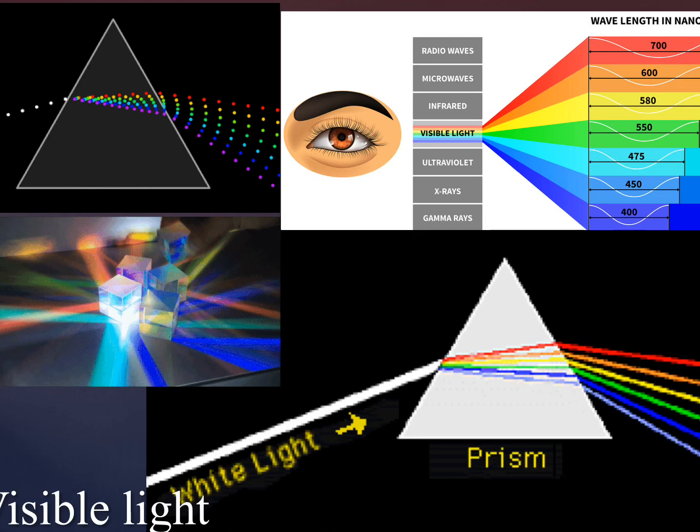Moving on to visible light. Visible light is a very narrow range of wavelengths and frequencies in the electromagnetic spectrum that humans can actually see. Visible light waves have a short wavelength and high frequency compared to infrared waves. Also, visible light waves have wavelengths between 400 nanometers and 700 nanometers.